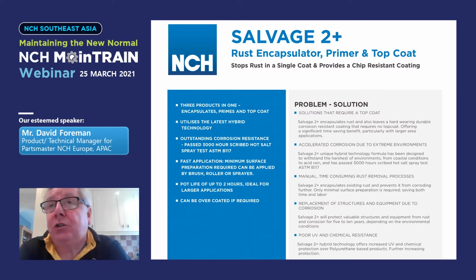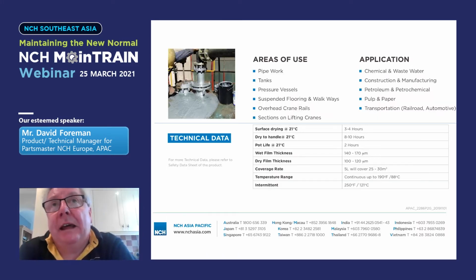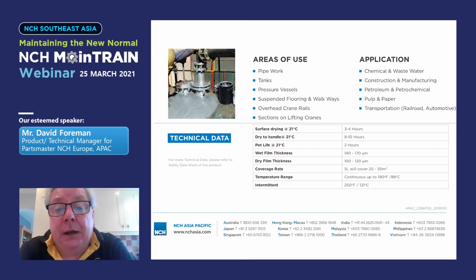I've had lots of questions about can it be overcoated, because some people, particularly pipework, which we've just discussed, like to identify certain pipes that can carry certain media, be it oxygen, whatever, with a stripe of a different colour. Salvage II can be overcoated by virtually any paint. We can't think of one which it doesn't, basically. Areas of application, wherever you've got corrosion of carbon steel, a major problem. That's the main area of application.